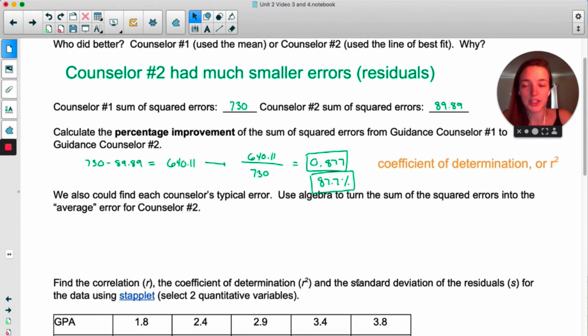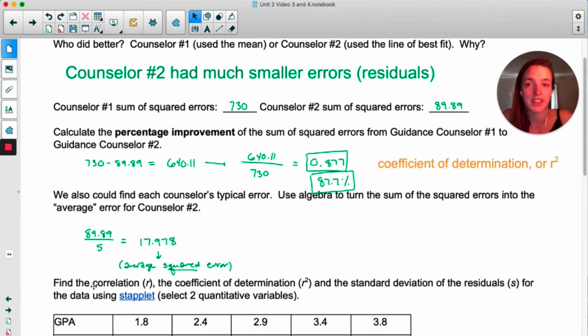All right, the next question says we could also find each counselor's typical error. Use algebra to turn the sum of the squared errors into the average error for Counselor 2. So the sum of the squared errors was 89.89. Pause the video and see if you can get to the average error for Counselor 2. So to do that, we have to start by finding the average squared error. So we're going to take 89.89 divided by 5, because there were 5 kids.